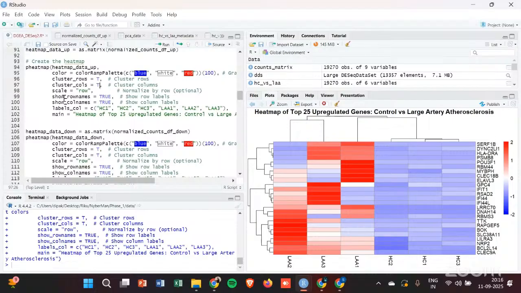Show row names true and show column names true basically just show the gene names and the sample names. This especially comes in handy when you're trying to visualize. You cannot really make out a lot from this clustering. For example, you cannot say that these two, PSMB8 and POU3F1, are actually very similar genes.